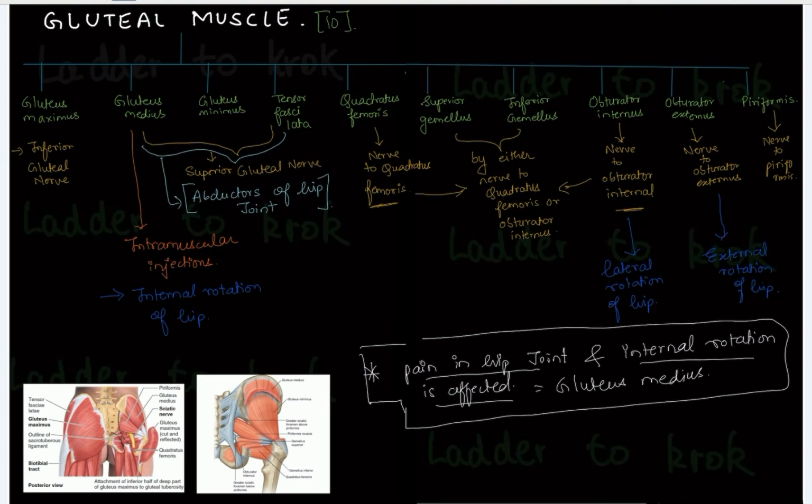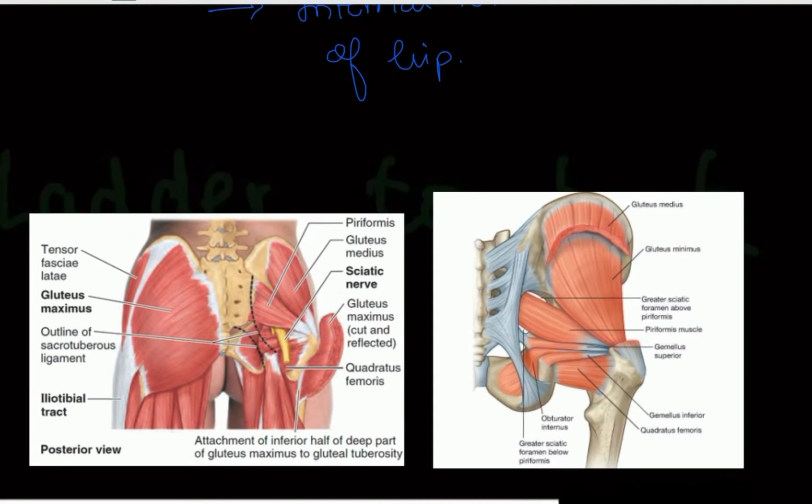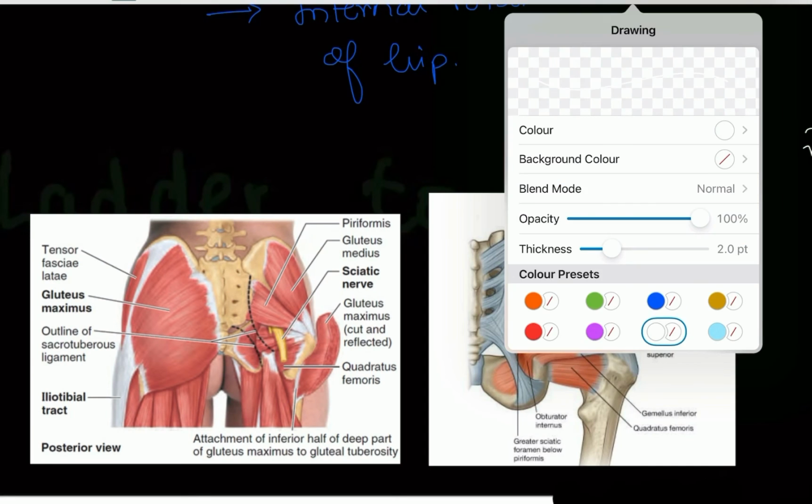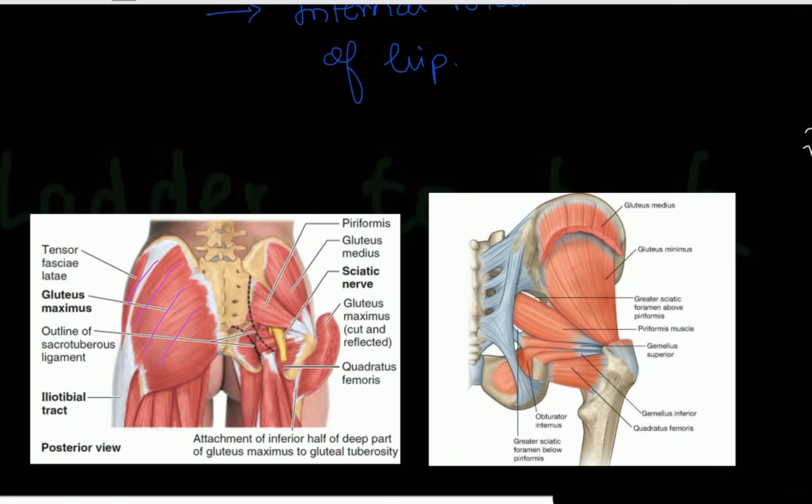Let's look at these muscles in the picture also. You don't have to draw it, just know where it is present. So gluteus maximus, you can see, the outermost muscle. When you remove this gluteus maximus, then you can see this part of the muscles, the right side, which I have circled right now. After gluteus maximus, you can see gluteus medius present. You can see piriformis. You can see quadratus femoris. You can see tensor fasciae lata. So these were some of the muscles in this picture.